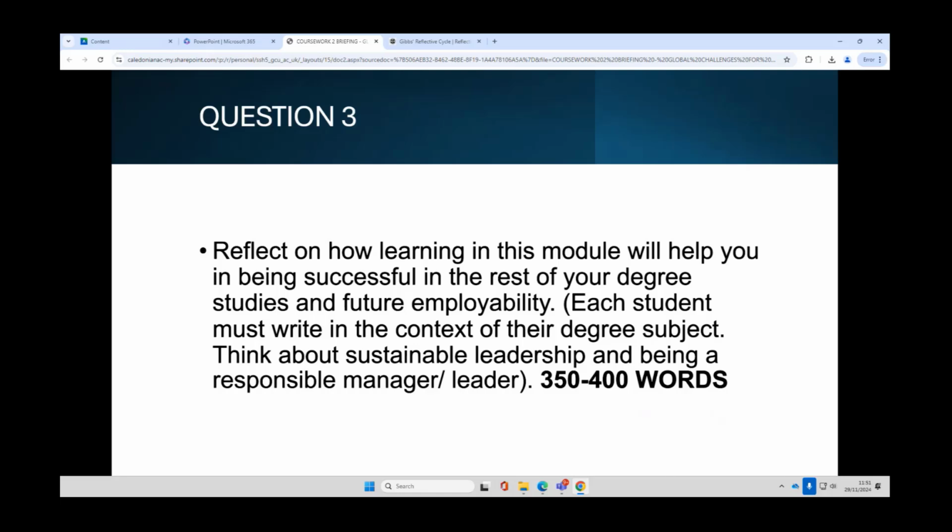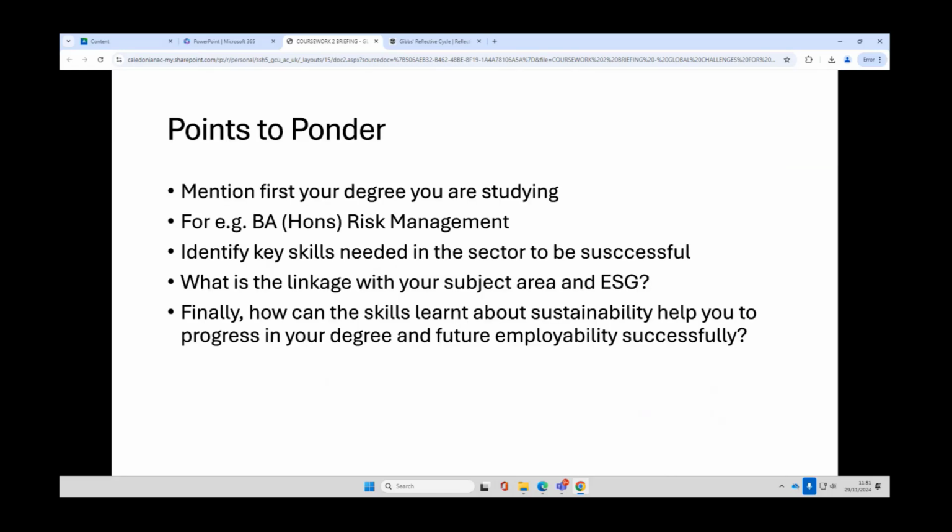And finally, question 3, reflect on how learning in this module will help you in being successful in the rest of your degree studies and future employability. You must think about this in your own degree context, and that's really important. Some of the points to ponder: there is no structure to this answer. This is a paragraph or a couple of paragraphs that you're writing. There's no framework, no theories. It's your experience of what you think.